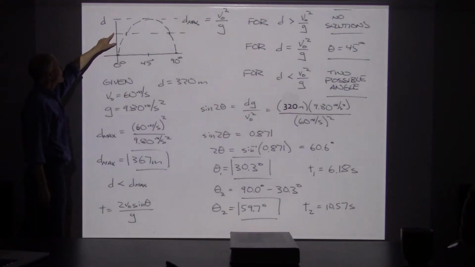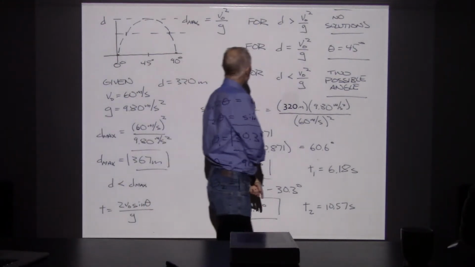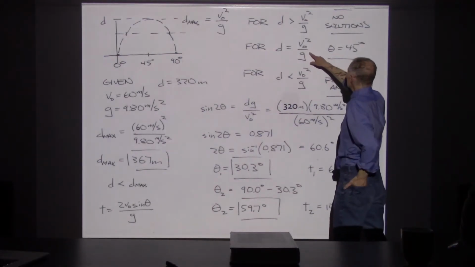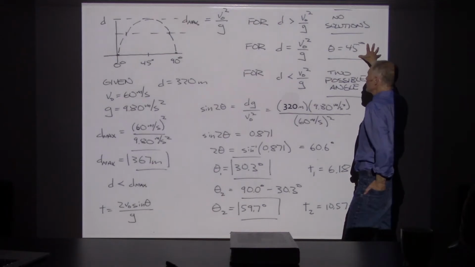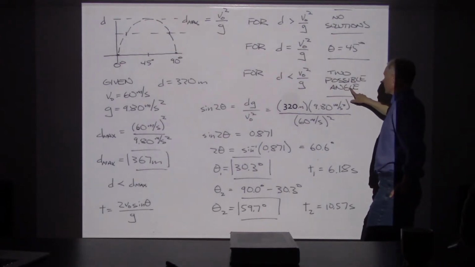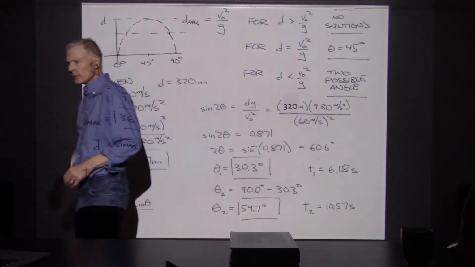Now this is something less than Dmax. That's something that we can solve for. And for D exactly equal to V naught squared over g, we have to launch at 45. That's the only angle that will get us there. But notice that if the D is somewhere short, there's going to be two possible angles, not one. So this is one of the nice features of doing some graphs.